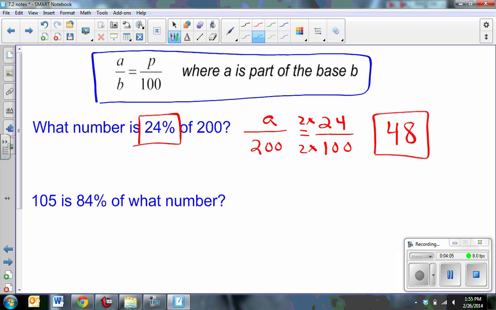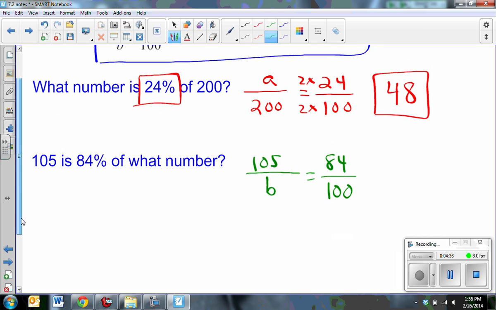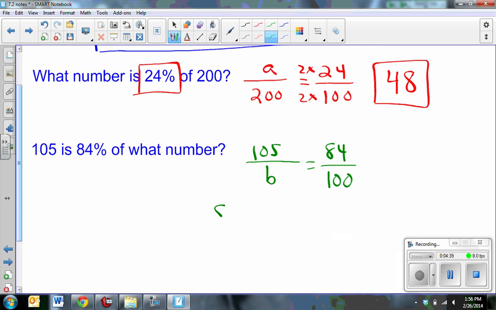I want you to think about what we're looking for here. Are we looking for A, B, or P? Can you decide? Well, let's see. We've got P. P is 84. 105 is 84% of what number? It looks like we're looking for the base. We don't know what B is. Okay, so we write 105 is to B as 84 is to 100. Okay, so let's cross multiply and use the calculator. So we know that 84 times B is equal to 105 times 100.